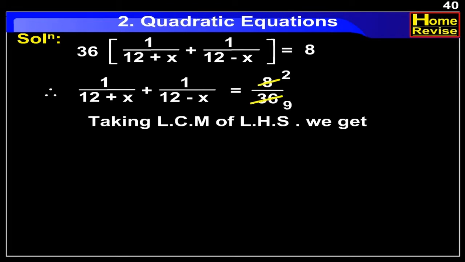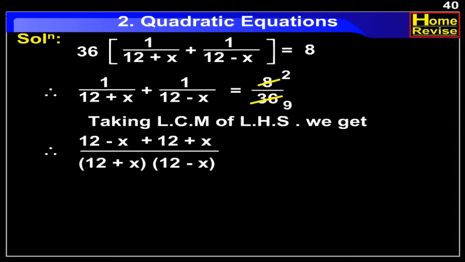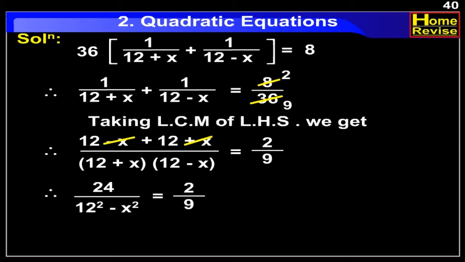4 2s are 8, 4 9s are 36. Therefore, 12 minus x plus 12 plus x upon 12 plus x into 12 minus x is equal to 2 upon 9. Here, minus x and plus x gets cancelled out. Therefore, we have 24 upon 12 square minus x square is equal to 2 upon 9.